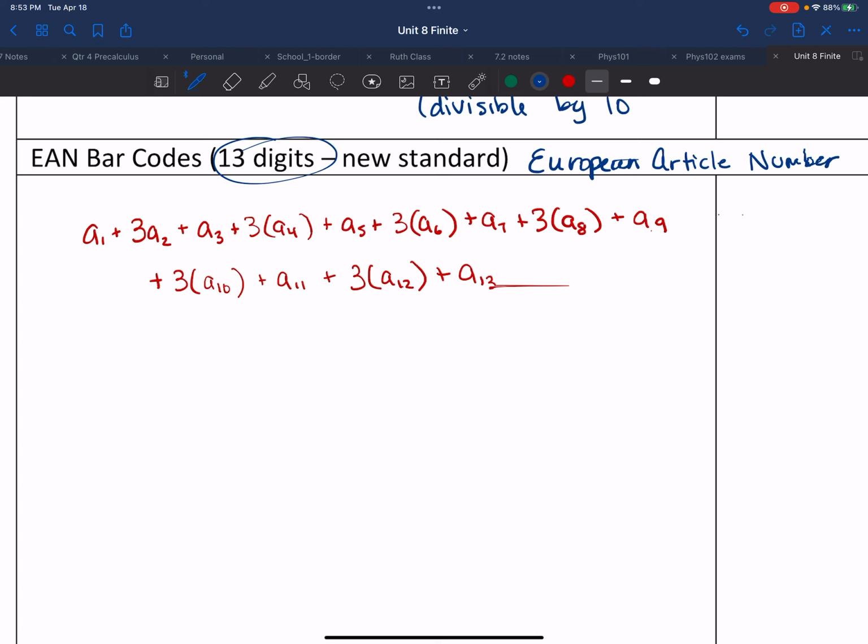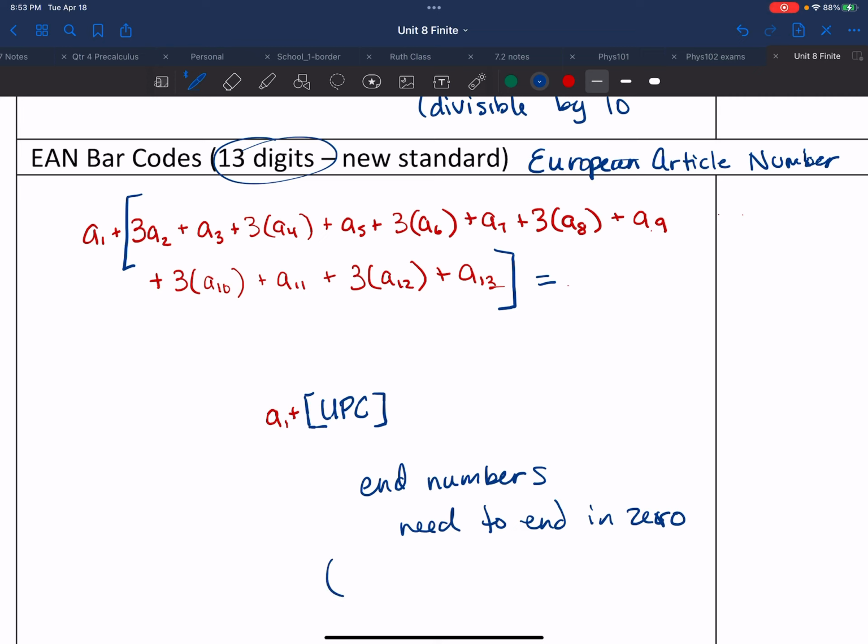And if you take a look at this, if you put brackets on everything except that first digit, everything inside the brackets is like the UPC symbol. So it's almost like we have UPC and then we have this rogue A1 in the front. So we're going to treat it the same way, but we also have to have this divisible by 10. So the numbers, when you add them with this formula, need to end in 0, meaning it's divisible by 10.